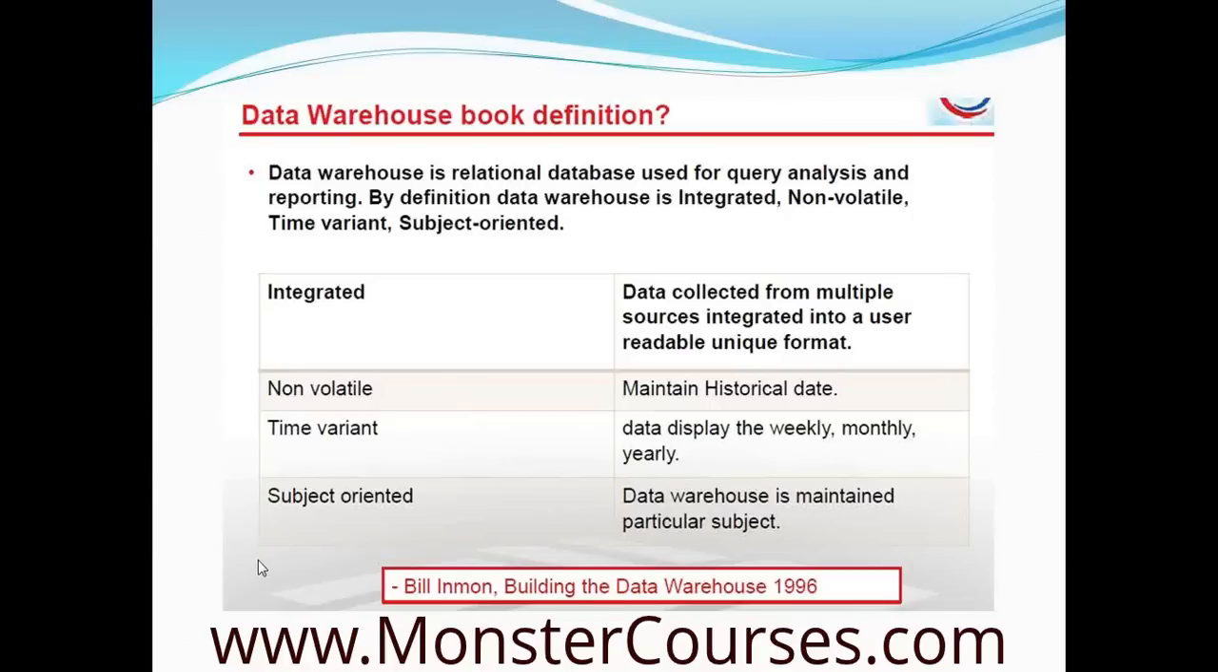Subject oriented. Subject oriented is nothing but, for example, a client might have different subject areas. When we go to healthcare, he might have different areas, for example payables. Even for a bank, we can take customer as one subject area, accounts as one subject area, check payments as another. It depends upon his data warehouse capacity.